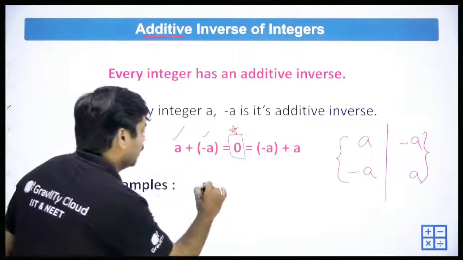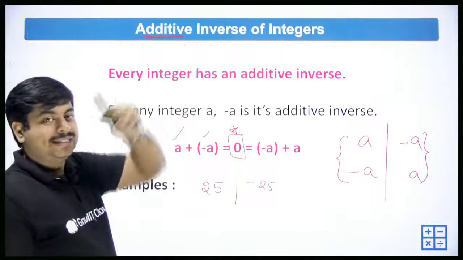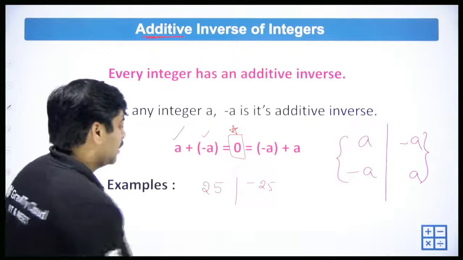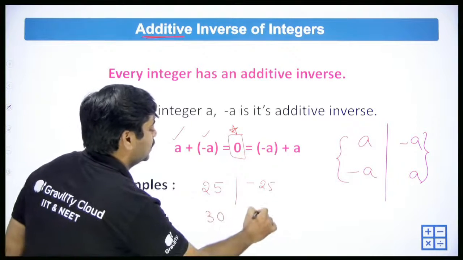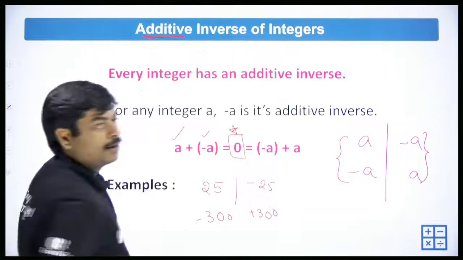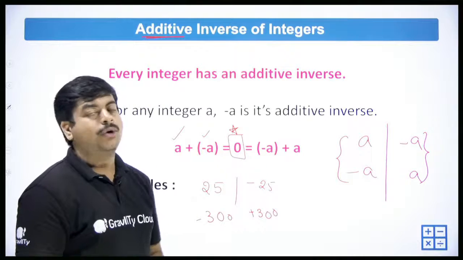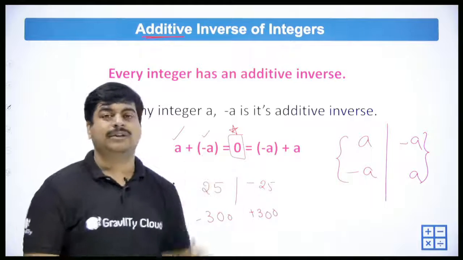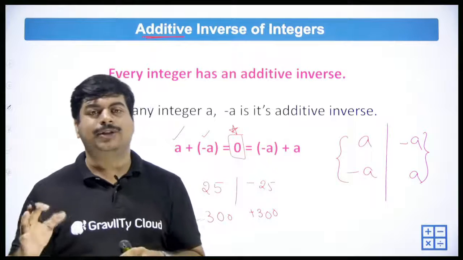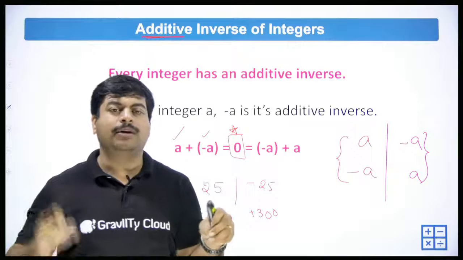For number 25, you can say minus 25 is the additive inverse, not identity. Inverse means you should get the sum as 0, right? So for example, 30 plus 0 is 30. Minus 300 plus 0 is minus 300, or minus 300 plus 300 will give you 0. So all these are different examples for additive inverse. Simply just change the sign. If you have negative, remove it. If you don't have, keep it. Positive number, you will get negative number. Negative number, you will get positive number.